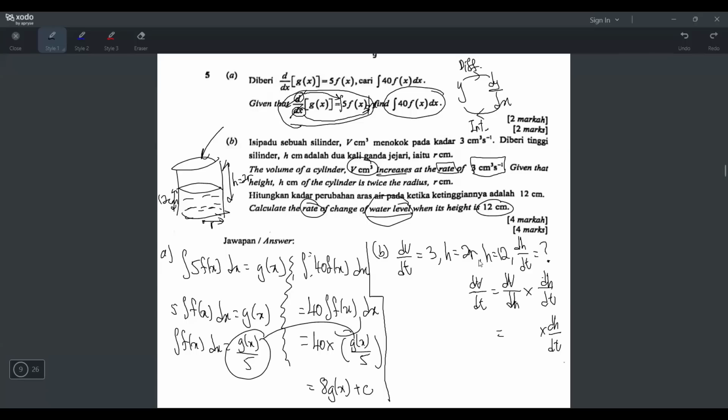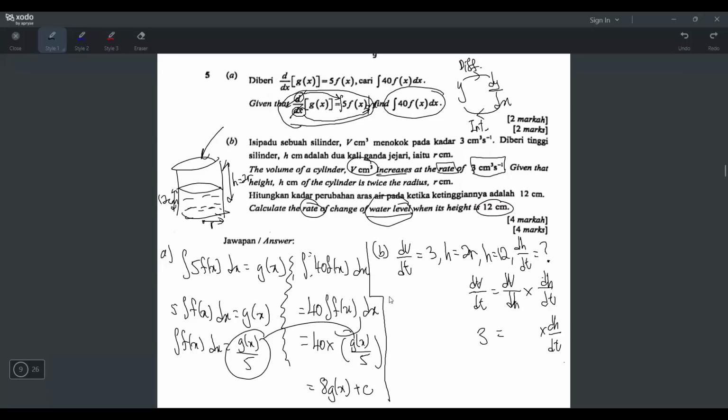And then dv dt is 3. So I already have it. So I think the dv dh I have to find it now, and I have to find it in this space. That's why I asked you to leave this space empty first. So dv dh I have to find now. So how to find it?